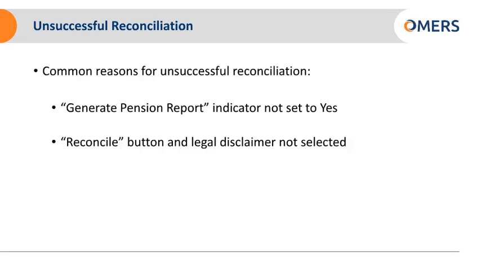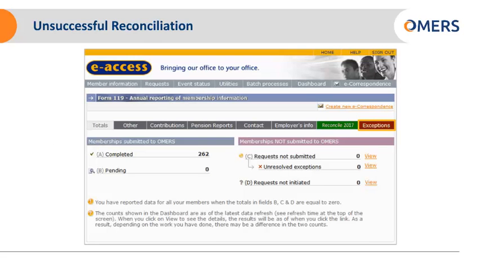Some other reasons that reconciliation may be unsuccessful include the Generate Pension Reports indicator has not been set to yes, and the Reconcile button has not yet been clicked. This is an example of an attempted reconciliation that was unsuccessful. You can see that a new tab has appeared in red, the Exceptions tab.